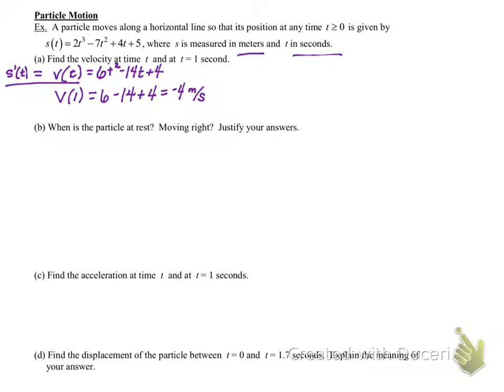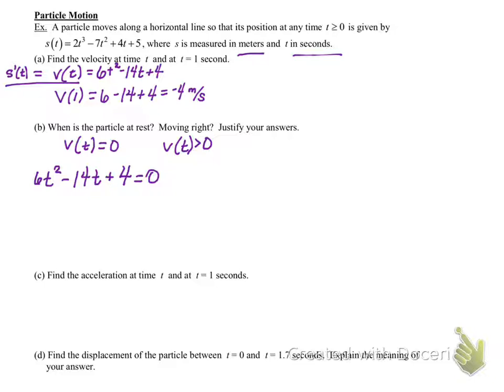When is the particle at rest? The particle is at rest when your velocity is 0. When is it moving to the right? When your velocity is positive. You will need to justify your answers. This means that you must use words. I know that those of us in math tend not to like words very much, so this is hard for us. Not all of us, just most of us.